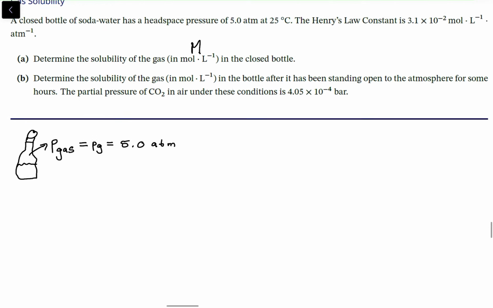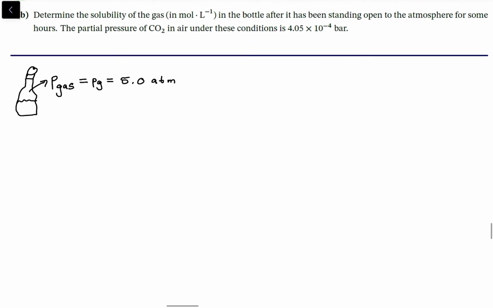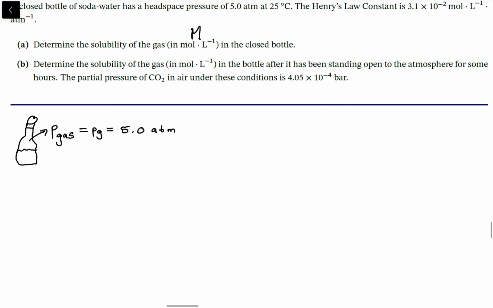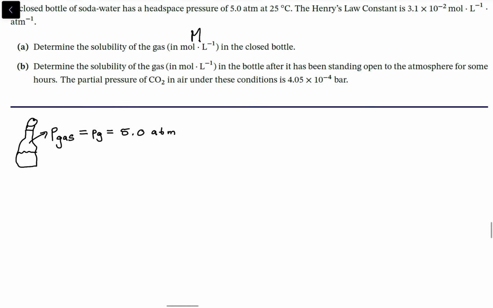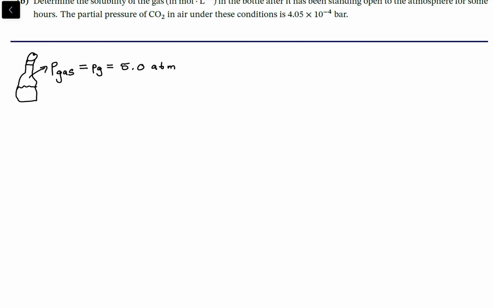We calculate that using the Henry constant for the gas. The Henry constant gives us an indication of what the concentration of the gas, in terms of molarity, will be at a specific pressure, and it's independent of the solvent. So we write: solubility of gas, abbreviated Sg, equals the Henry constant multiplied by the pressure of the gas.